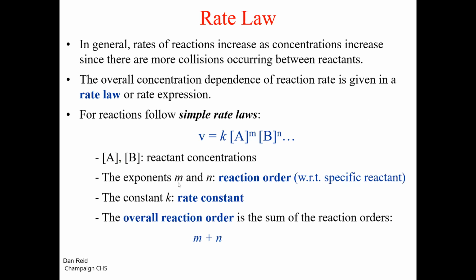So the exponents here, we have the exponents m and n, which are the reaction order for a specific reactant. And the key here is the rate constant. So if you want to get the overall order, it is the sum of the reaction orders. So if you sum m plus n, you will have your reaction order.